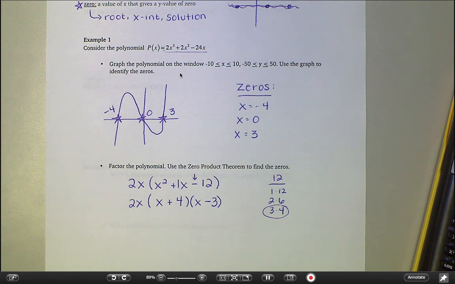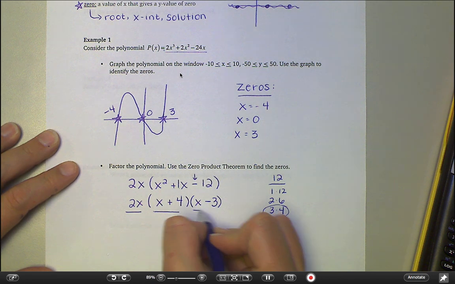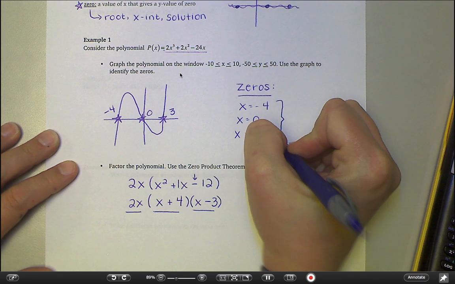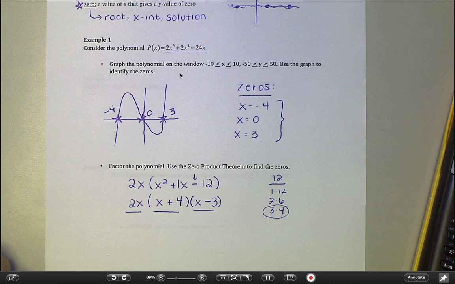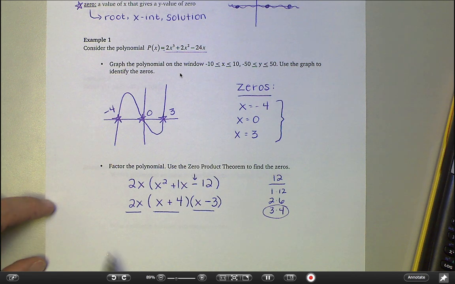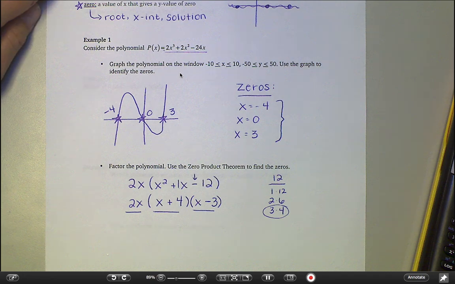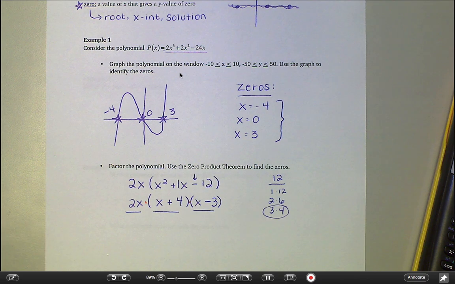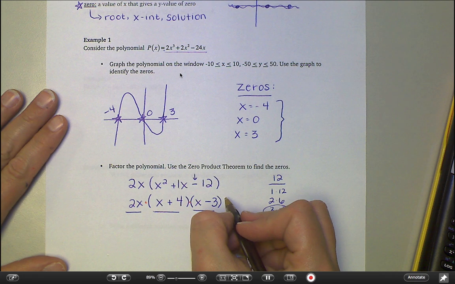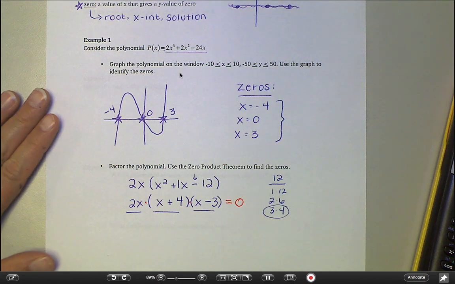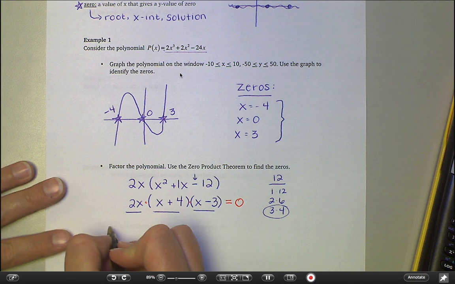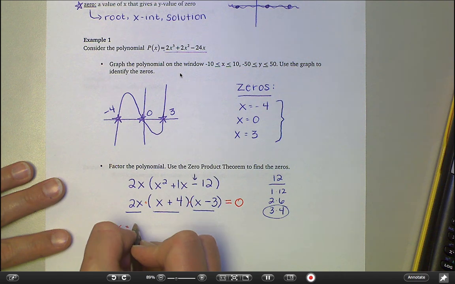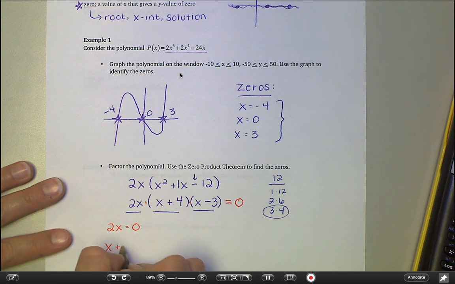So now what I want you to see is that I have 3 factors, and up here I had 3 zeros. And they are related. What we can do is use that zero product property that we talked about up above. Since this is now multiplication, something times something times something, if I wanted to find the zeros, meaning I wanted to make this equal 0 at the end, then either 2x would have to equal 0, or x plus 4 would have to equal 0, or x minus 3 would have to equal 0.